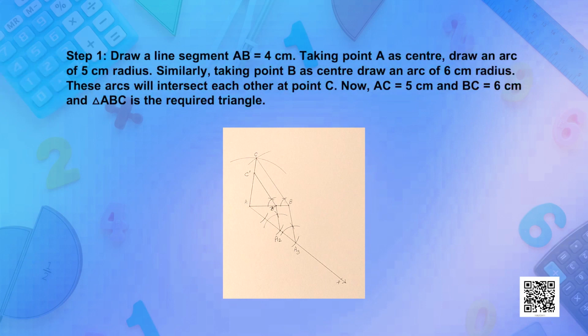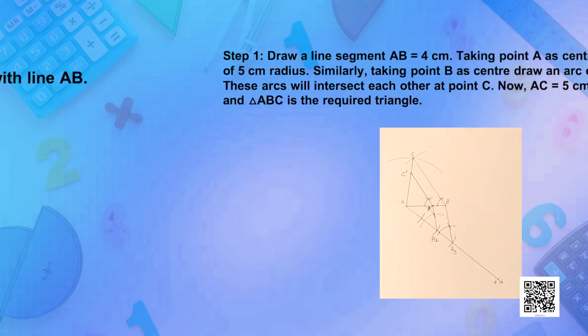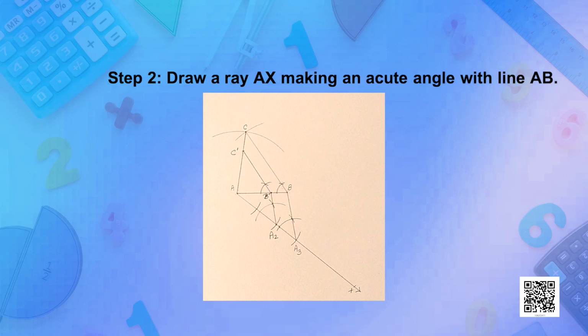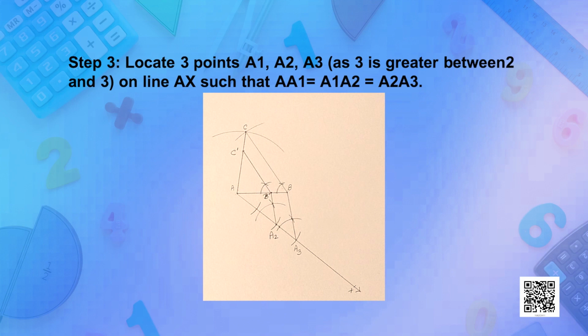The first step is draw a line segment AB of length 4 centimeter. Taking point A as center, draw an arc of 5 centimeter radius. Similarly, taking B point as center, draw an arc of 6 centimeter radius. These arcs will intersect each other at point C. Now, we will join AC and BC to get triangle ABC. Next step is draw a ray AX making an acute angle with line AB. Then locate 3 points A1, A2, A3 such that AA1 is equal to A1A2 is equal to A2A3.